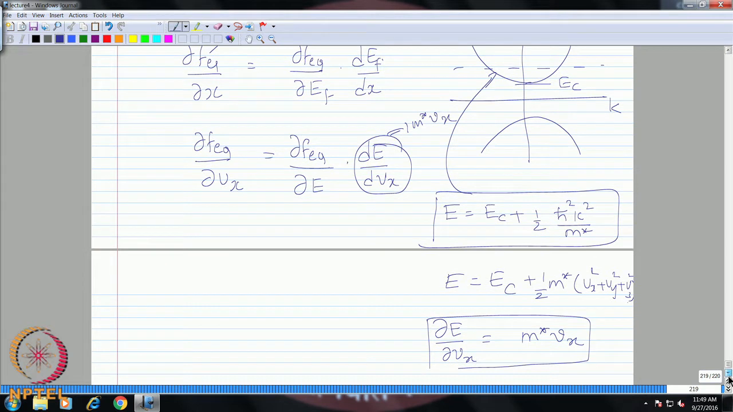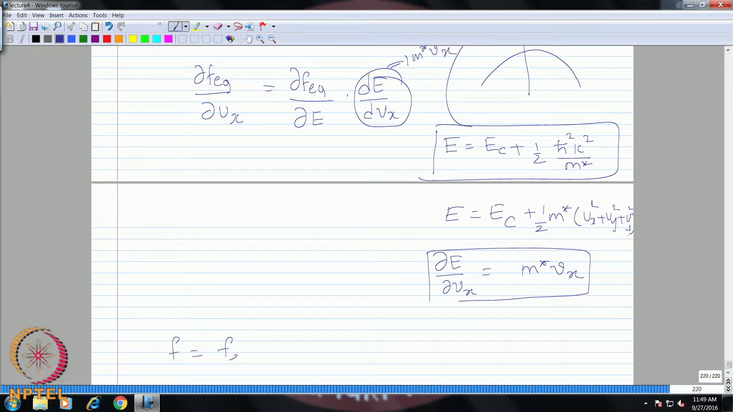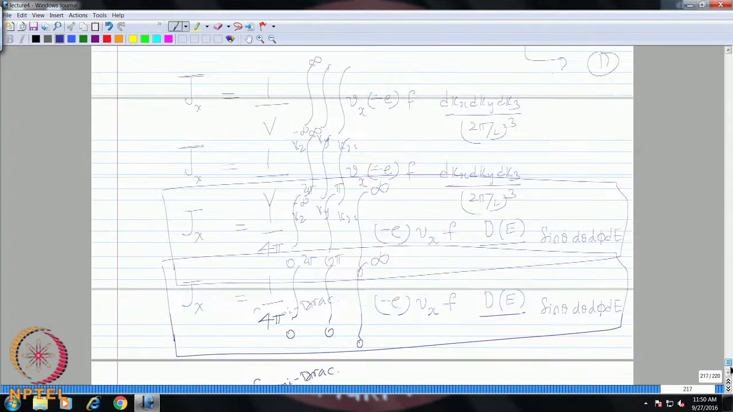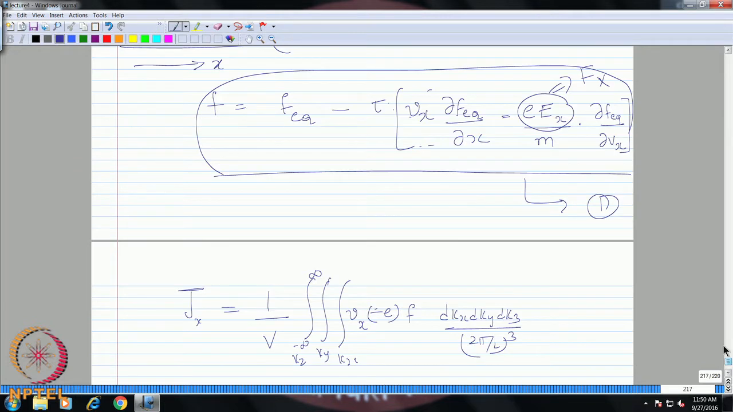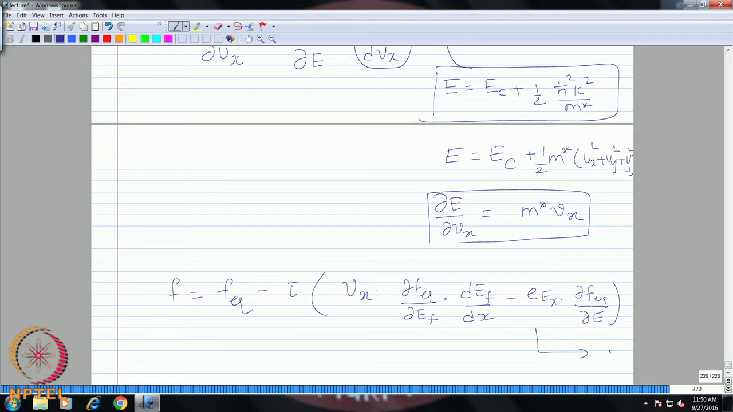So, now you can substitute this into F, therefore, this will become F equilibrium minus tau, you have Vx times dF equilibrium by dEf into dEf by dx. This is your first term. The second term will be, you have a minus Ex into dF equilibrium by dE. There will be 1 over m and m star, these two will cancel off. This m is actually m star for this case, the effective mass, okay. So, that cancels off. Let us call this equation number 2.